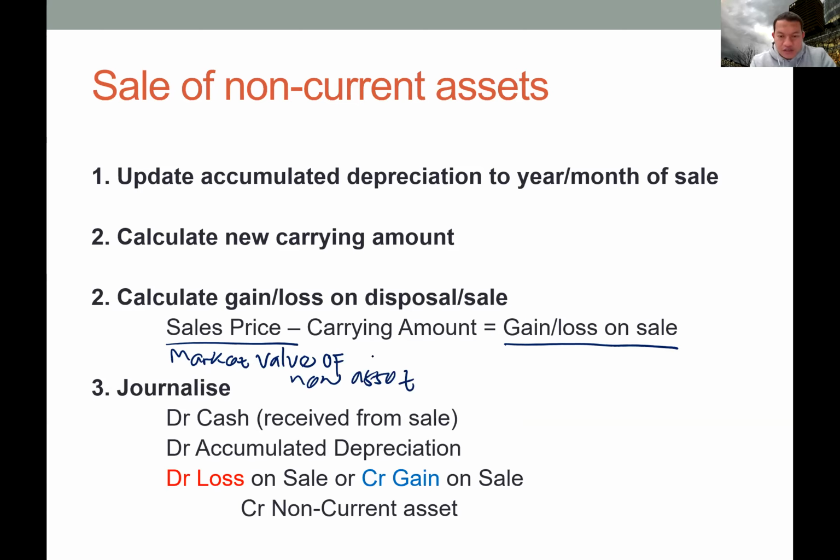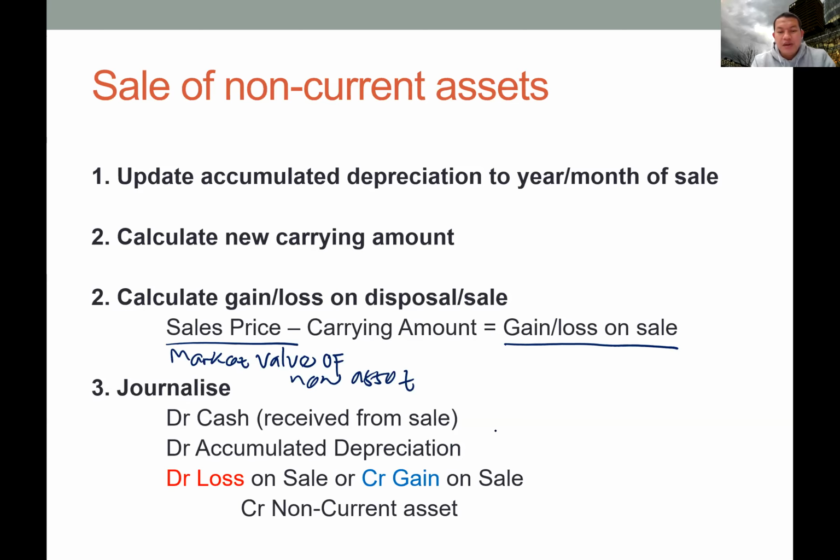Okay, so this is the journal entry. First we record cash in the debit. Then we remove the asset because we want to dispose of the asset, so we put the asset in the credit. Because we remove the asset, we have to remove the accumulated depreciation as well, so we put depreciation in the debit side.